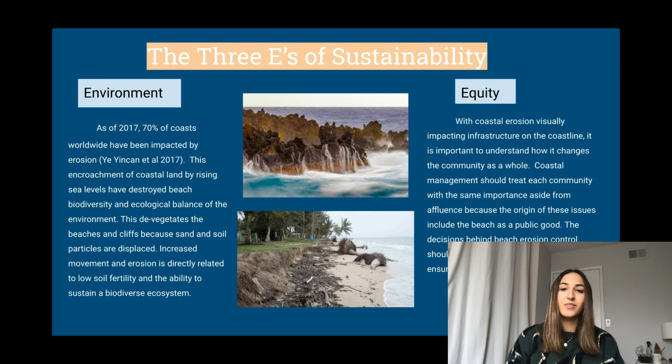Equity. With coastal erosion visually impacting infrastructure on the coastline, it is important to understand how it changes the community as a whole. Coastal management should treat each community with the same importance aside from affluence because the origin of these issues include the beach as a public good. The decisions behind beach erosion control should include voices from the public to ensure fair and just solutions for all communities.